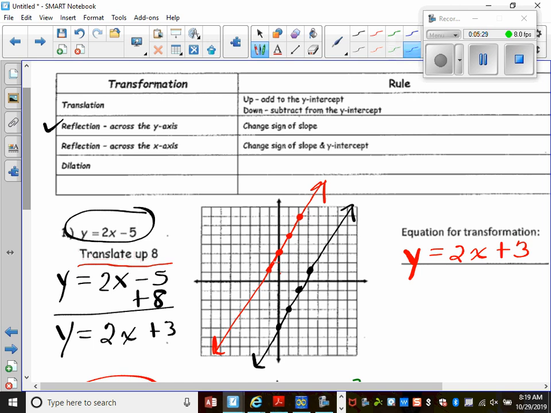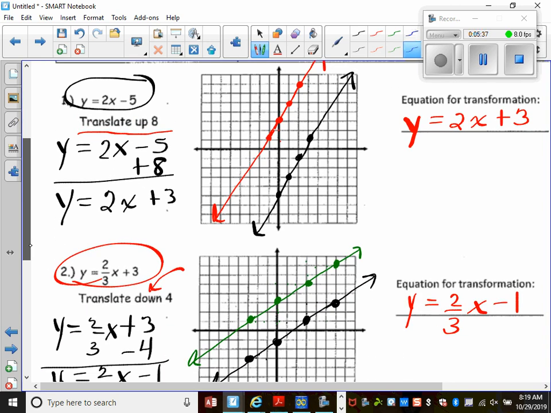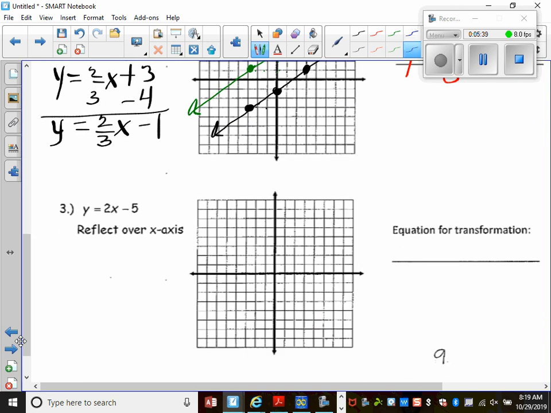All right, so if we're reflecting over x, which is this one, it says you're going to change the sign of the slope and the y-intercept. So all we do is just follow that rule. If I change the sign of the slope and the y-intercept, I'm going to have y equals negative 2x plus 5. So we change the sign of both.